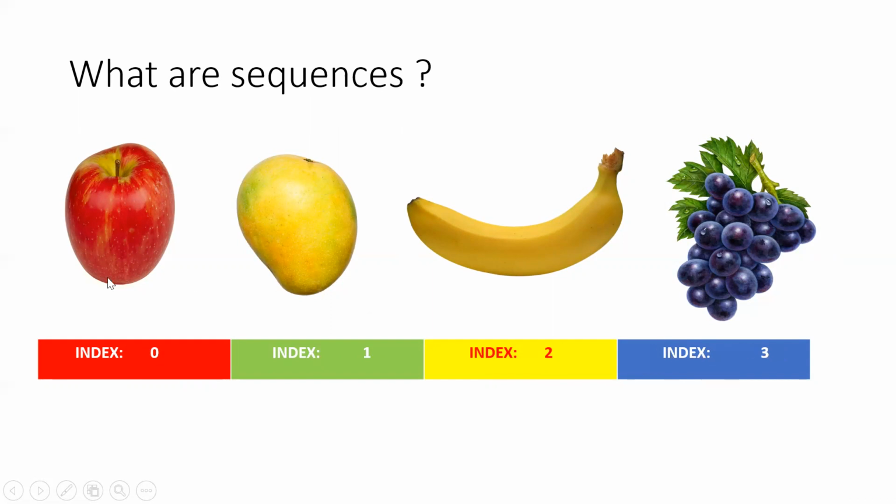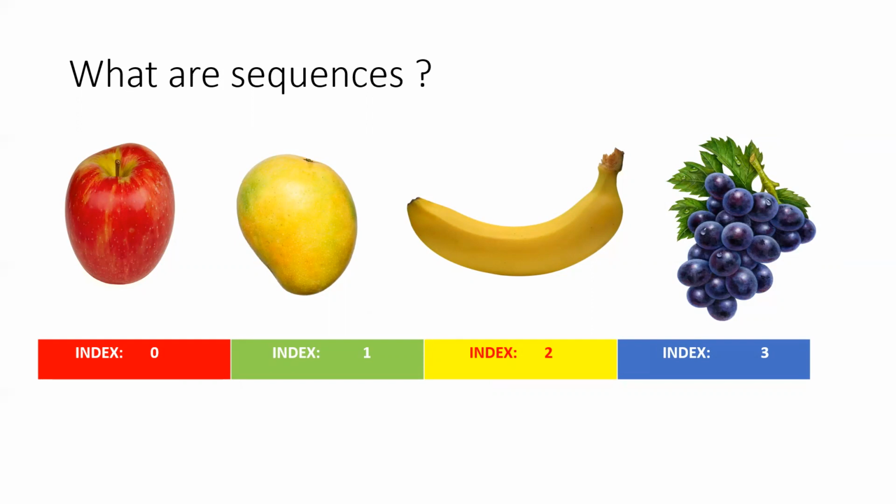Here the first item's index is 0 and the last item's index is the number of items minus 1. Here the number of items is 4, so the last item's index number is 3. Okay. And this rule is applicable to all sequences.